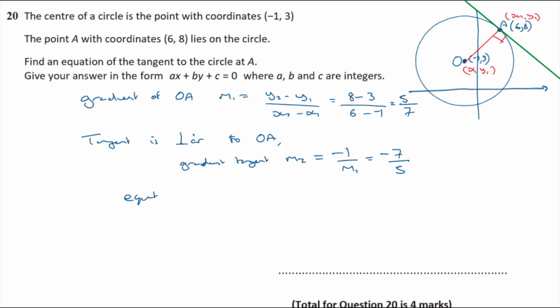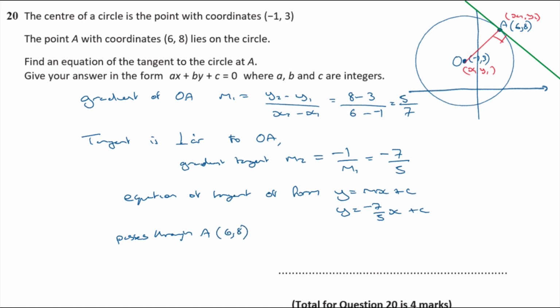We know that the equation of the tangent, it's a straight line, so it's going to be of the form y equals mx plus c. And we know m. We know therefore that y equals minus 7/5 of x plus c. And then we know it passes through the point A, which has the coordinate 6, 8. So subbing those values in for y and x, y is 8, x is 6 at that point. So I'm going to get 8 is equal to minus 7/5, lots of 6, plus c.